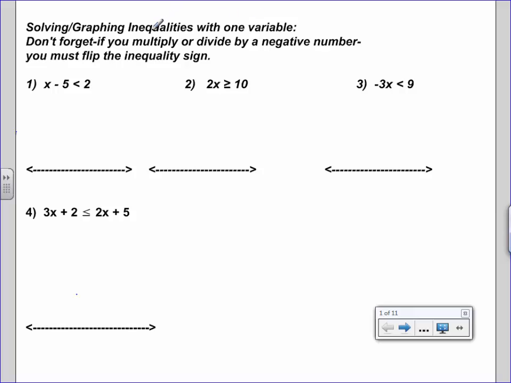And a little reminder here, don't forget if you multiply or divide by a negative number, you got to flip that inequality sign. If it's less than, you'd have to flip that over to greater than. Only if you multiply or divide by a negative. So let's take a look at the first problem. We want to get x by itself, so we add 5. We have x is less than 7. So just write the numbers in the approximate vicinity of 7. You don't have to start at 0 and write a whole bunch of numbers.